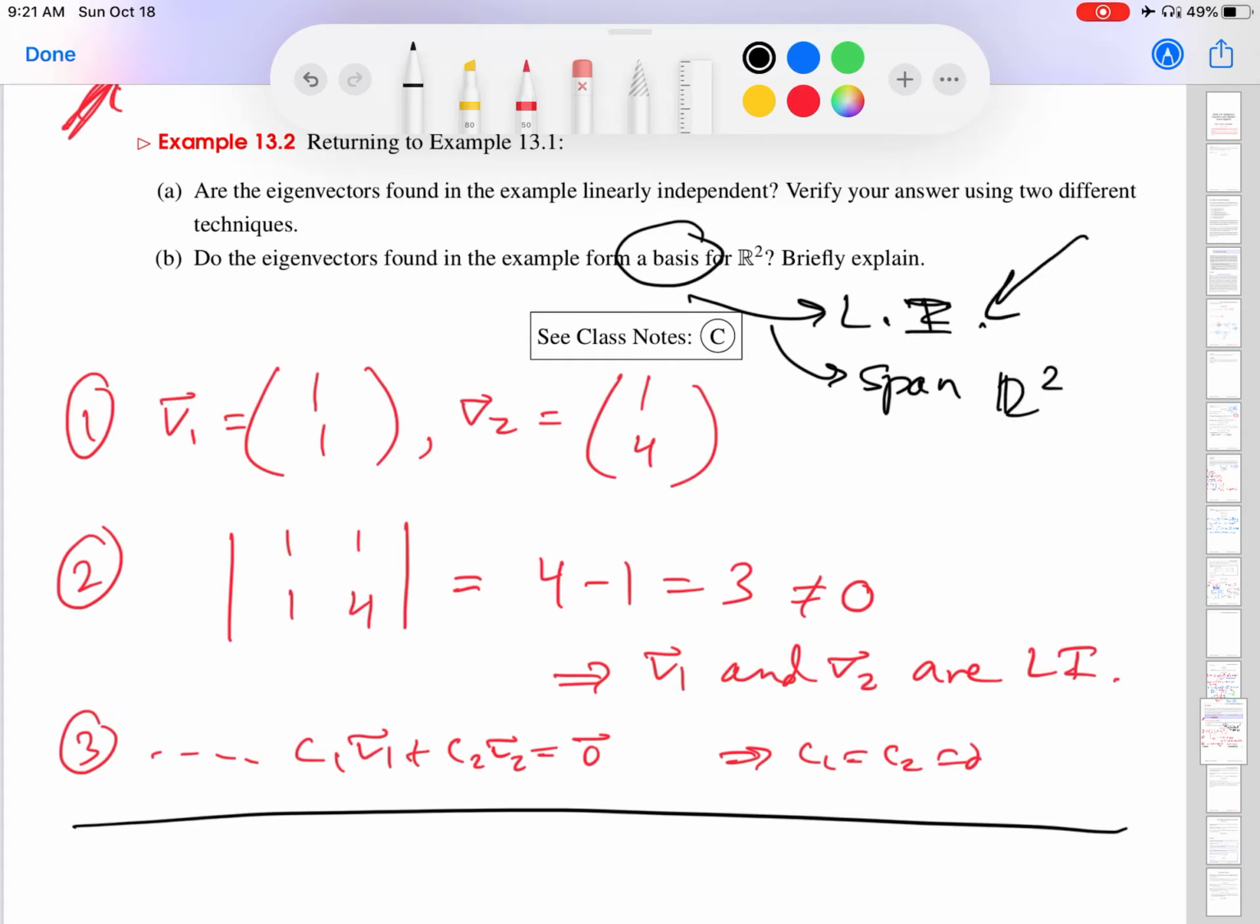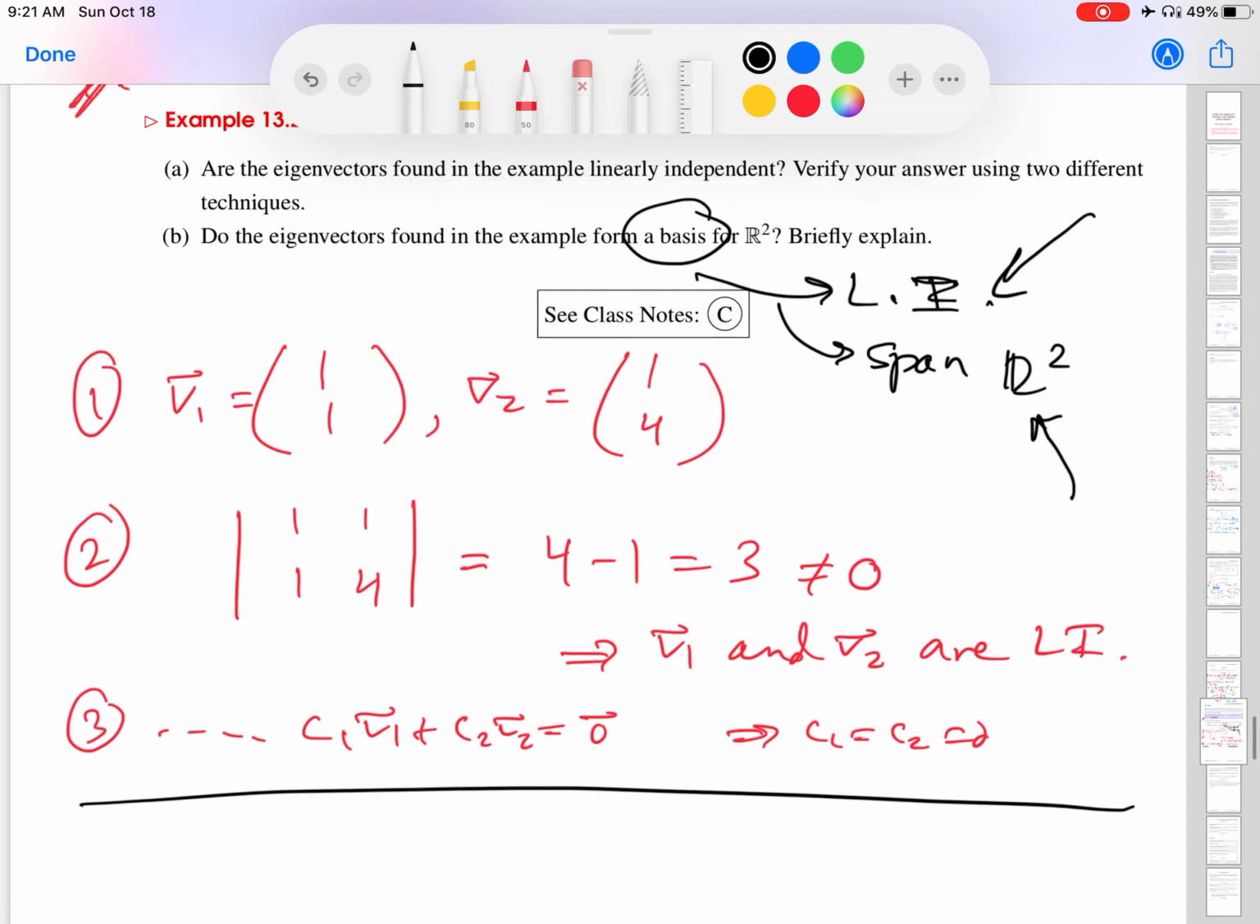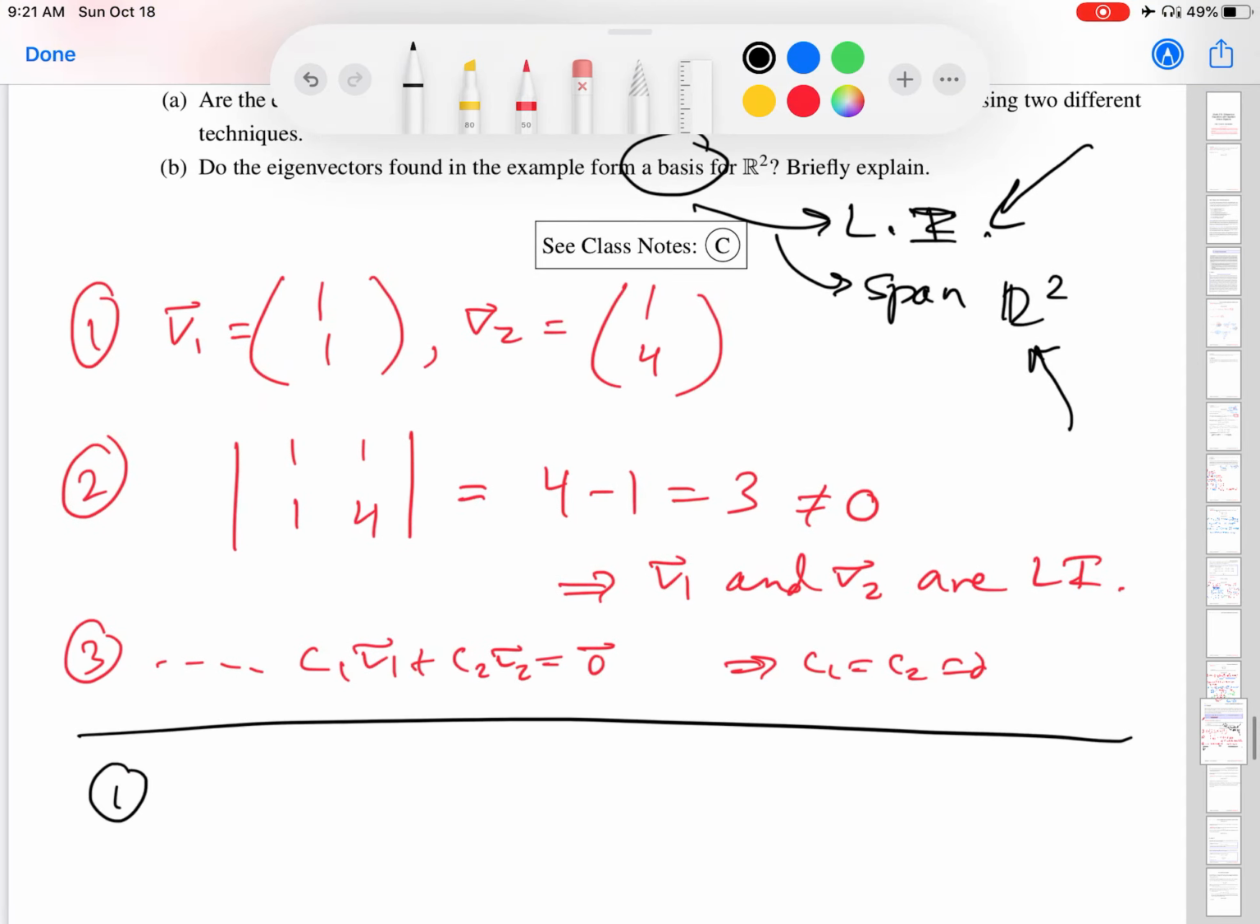We have just shown that these vectors are linearly independent. So all that would be left to do is to show that they span. And then for there, we have 2 different ways to do that, right? So number 1 is we could take an arbitrary vector in R2, and we could try to figure out if it can be written as a linear combination of these 2 eigenvectors. It turns out that this will work, right?